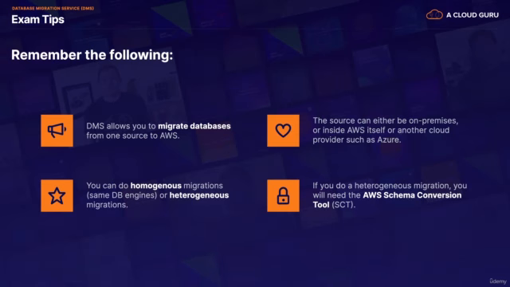So moving on to my exam tips, just remember the following. DMS allows you to migrate databases from one source to AWS. You can do homogeneous migrations, where you've got the same database engines, or heterogeneous migrations. The source can either be on-premise or inside AWS itself, or another cloud provider such as Azure. And if you do a heterogeneous migration, you will need to use the AWS Schema Conversion Tool, which is called SCT.